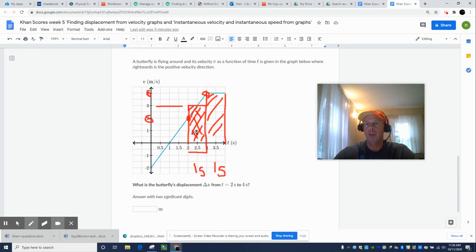The area underneath the velocity versus time graph is displacement. So we move 3 meters, and then we move at 4 meters per second for another second, and that's 4 meters. 3 plus 4 is 7. 7 meters is the entire displacement for this 2-second region.